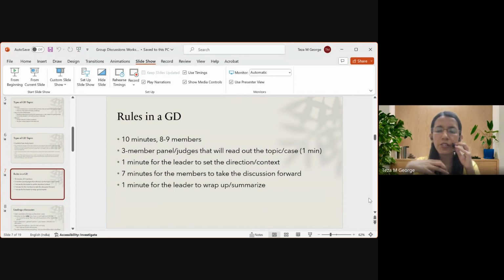This panel will read out the topic or the case. Okay? Let's say they take 1 minute to read out the topic or the case. You should pay close attention when they are reading it out, because the rest of the discussion hinges on that particular topic or case. There is nothing unimportant in that 1 minute. Just because you are not the person speaking there, you should not space out, zone out. You should be present there.